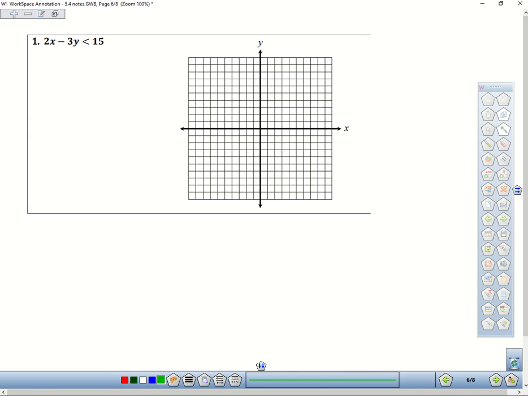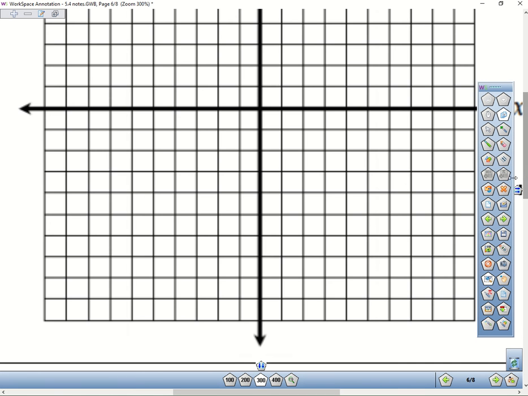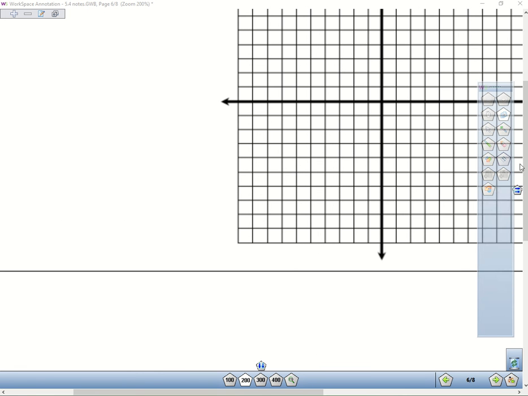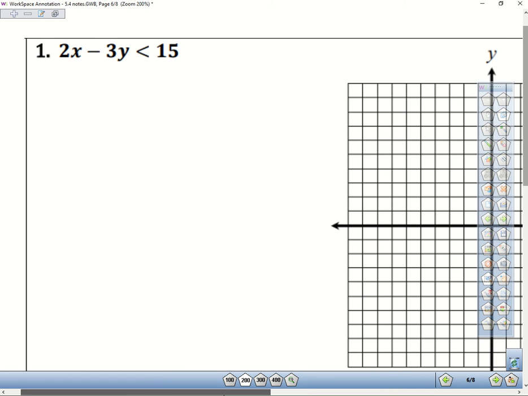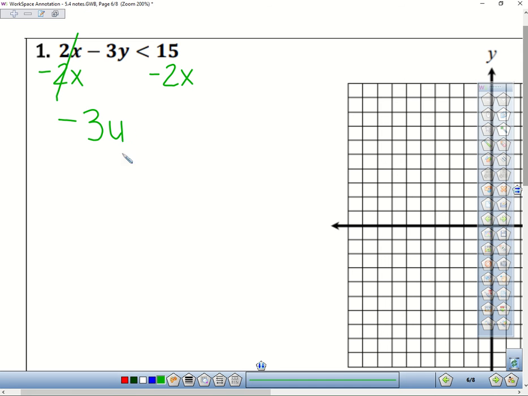So the first thing we have to do on this question is get it into slope-intercept form, okay? So let's zoom in here. To get it into slope-intercept form, we're going to subtract 2x on both sides. You have to get the y by itself. When you do that, you're going to be left with negative 3y less than negative 2x plus 15. I always want to order it like slope-intercept form. You want the x to go first.